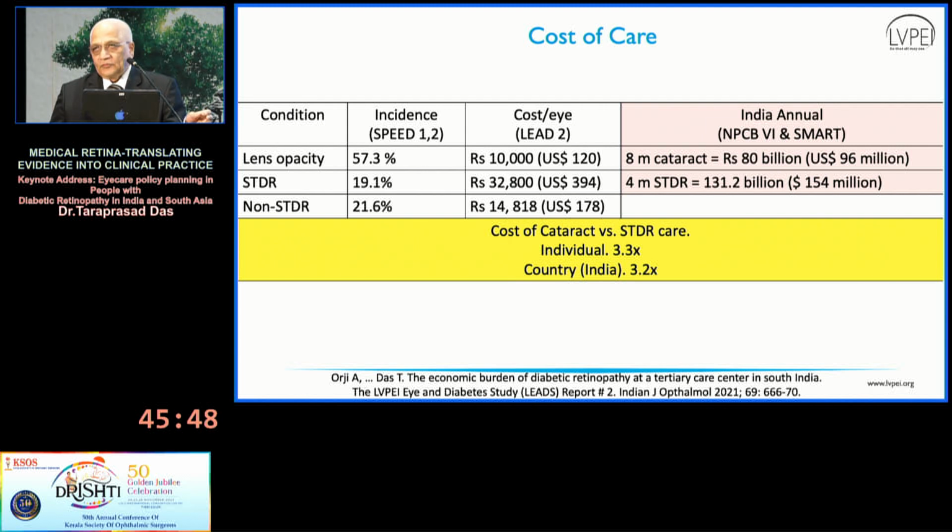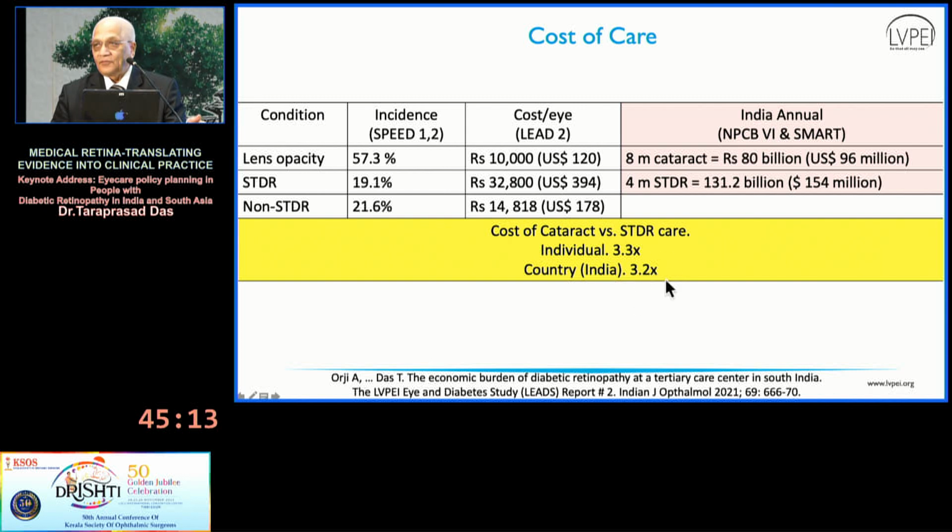Look at this, the India scenario. The Government of India said last year we operated roughly 8 million cataracts, and the Smart India study had identified that 4 million people in India require treatment for retinopathy. If you convert that into money, you require 96 million US dollars for cataract surgery and 154 million for retinopathy care. So what will you do first? You might hate me, but health policy wise, you should not ignore cataract while not ignoring retinopathy.